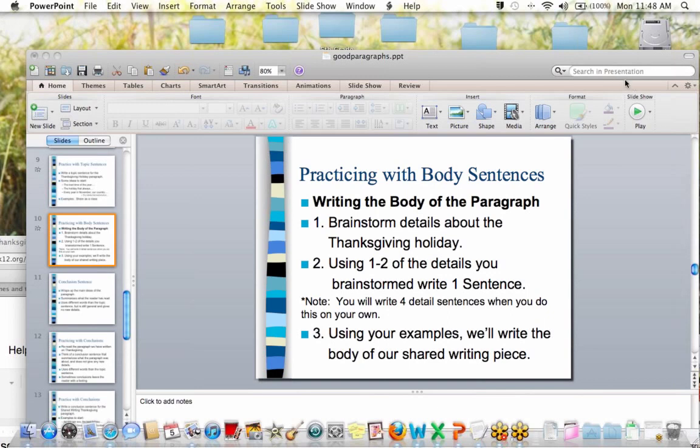Okay, we're not 100% done with the body, but we're kind of running out of time, so that's why I wanted to move on.